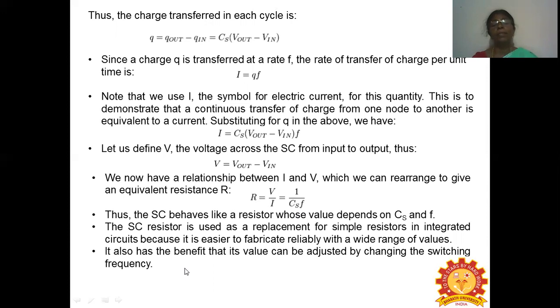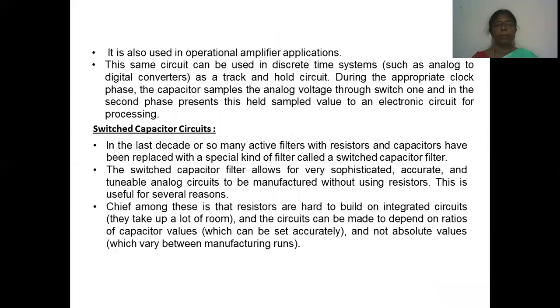The switched capacitor resistor is used as a replacement for the simple resistors in integrator circuit because it is easy to fabricate and also reliable with a wide range of values. This circuit also has the benefit that its value can be adjusted by changing the switching frequency. So this switched capacitor circuit is also used in operational amplifier applications.